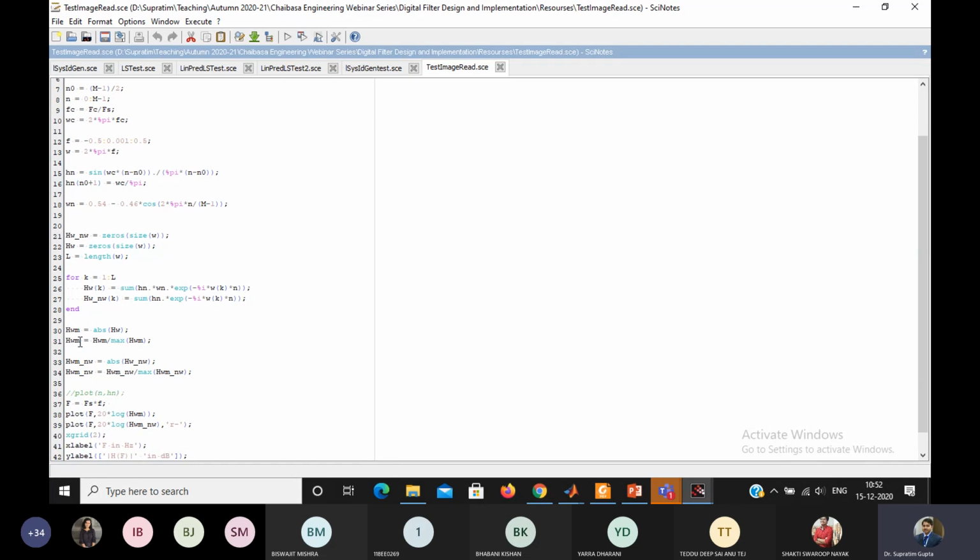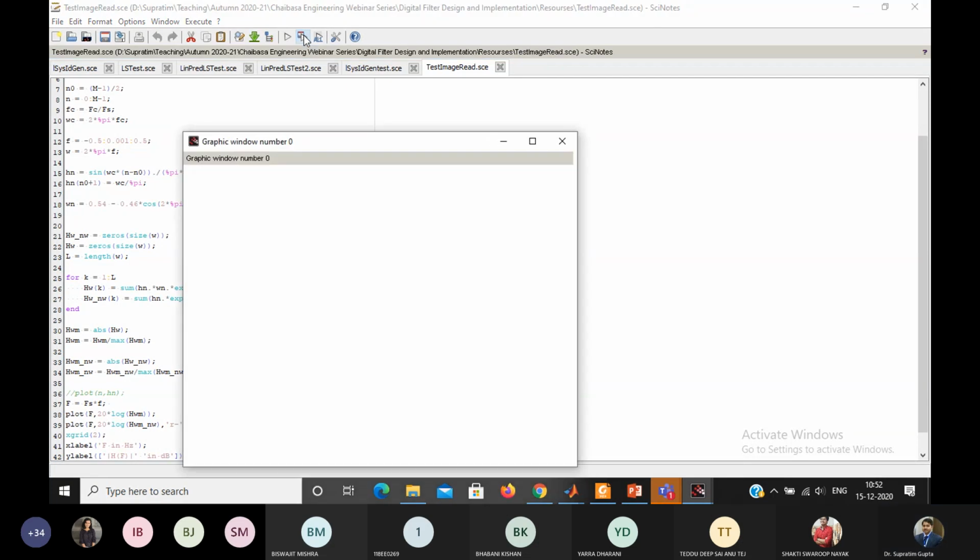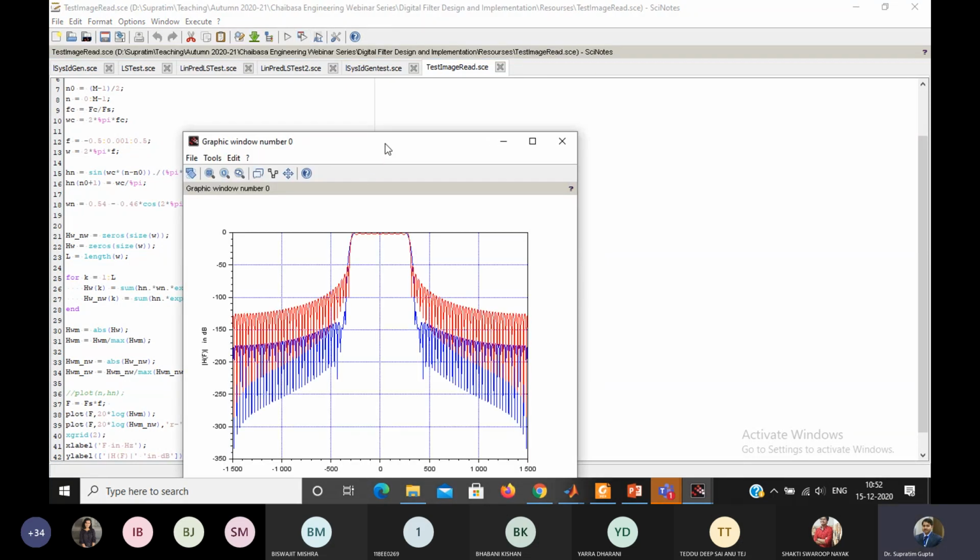Once this is done, then the absolute value, and then I have normalized it, and then we are plotting with respect to the analog frequency. You can see from here that the cutoff would be fc by fs, and the digital range is minus 0.5 to 0.5. If I multiply f with fs, we'll get the analog frequency range. Okay, and so if I plot it and run it, we'll get that value.